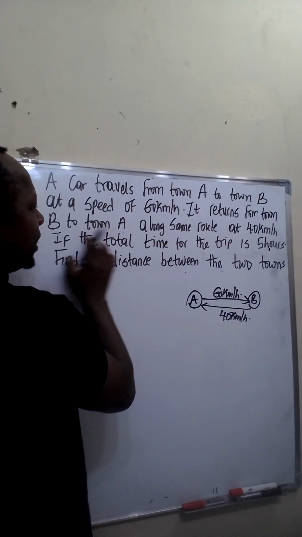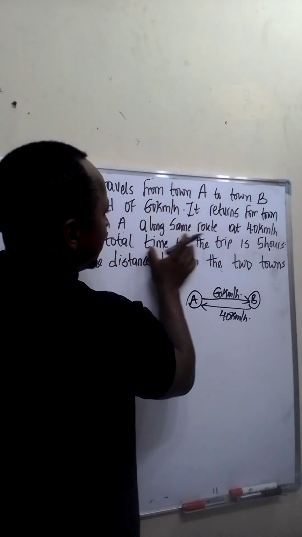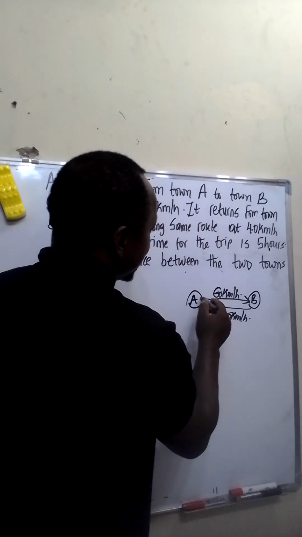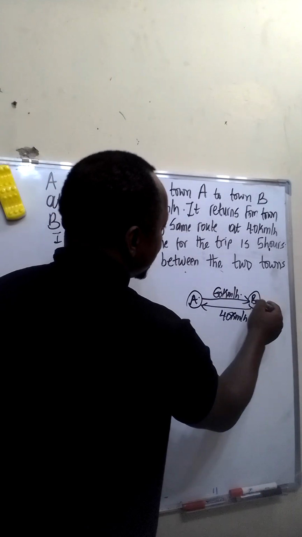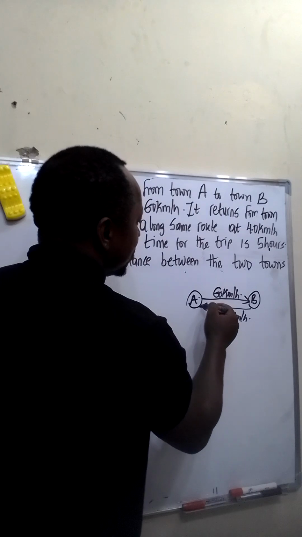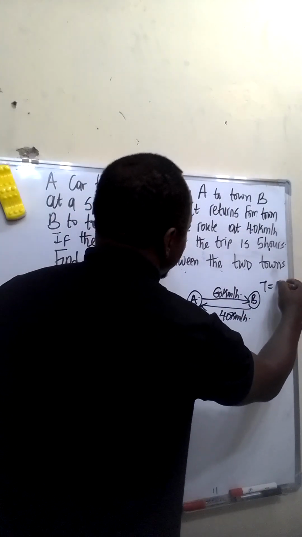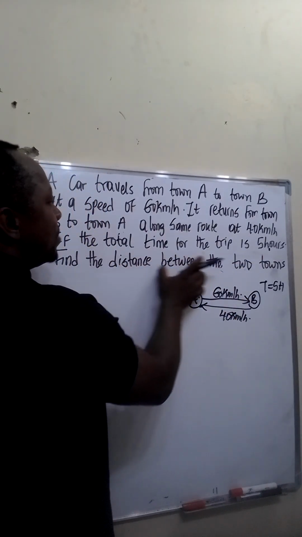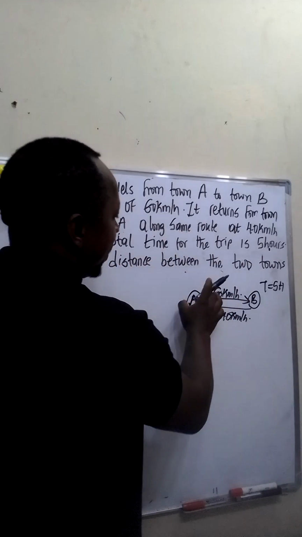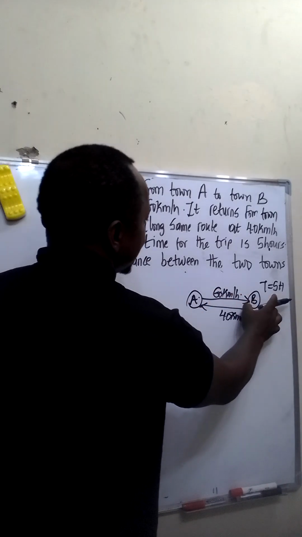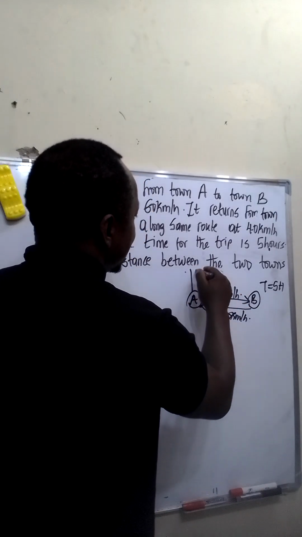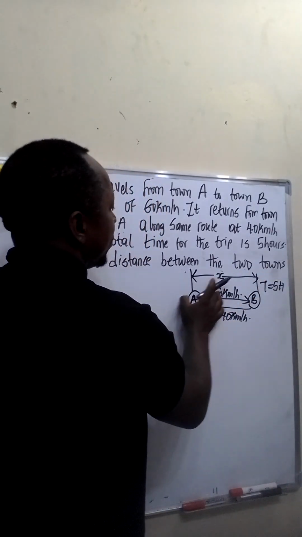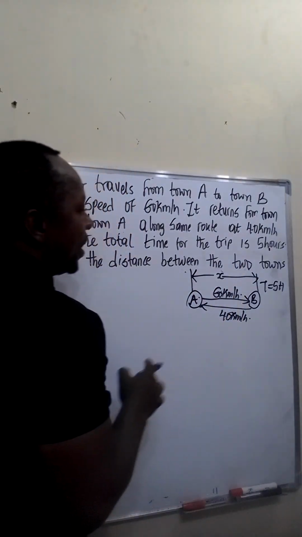We are also told that the total time for the trip is 5 hours. That is the time it took to travel from town A to town B and back to town A. The time is 5 hours. We are now asked to find the distance between the two towns. We should find the distance between town A and town B. Let the distance between this town and this town be x.